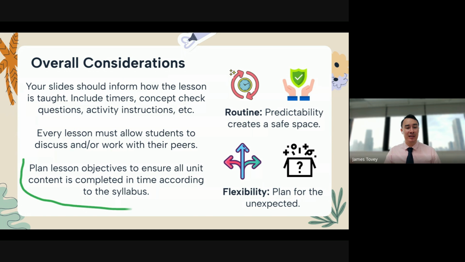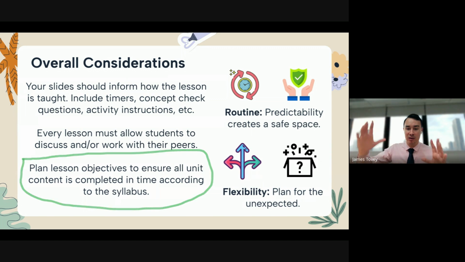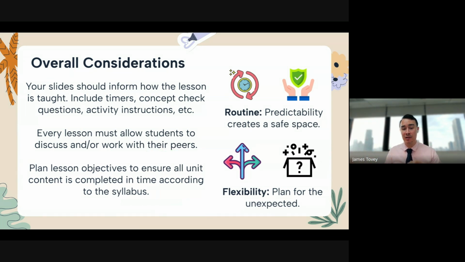Now, plan lesson objectives to ensure all unit content is completed in time according to the syllabus. So it's planning holistically, right? You want to make sure you complete everything. You may have some classes cancelled here and there, and that's why flexibility has to come into it. You need to be able to get through the content. If you're not sure whether you're going to have the full lesson or a bit less, or how quickly you're going to get through the content, it's always good to have an activity that they can practice for an undefined amount of time.